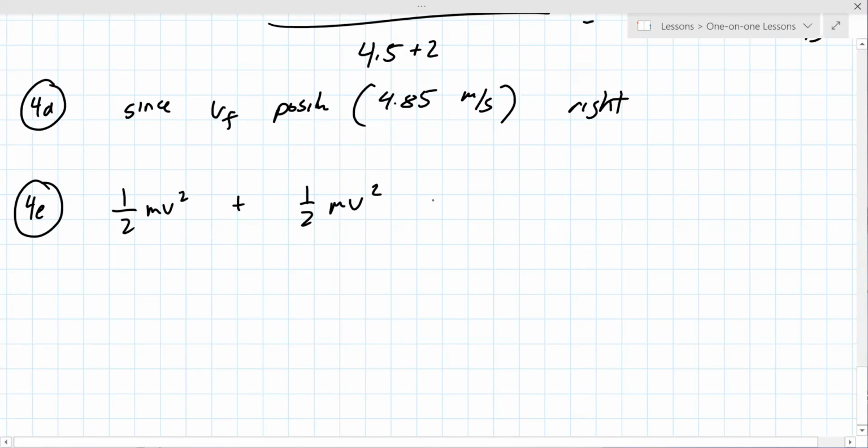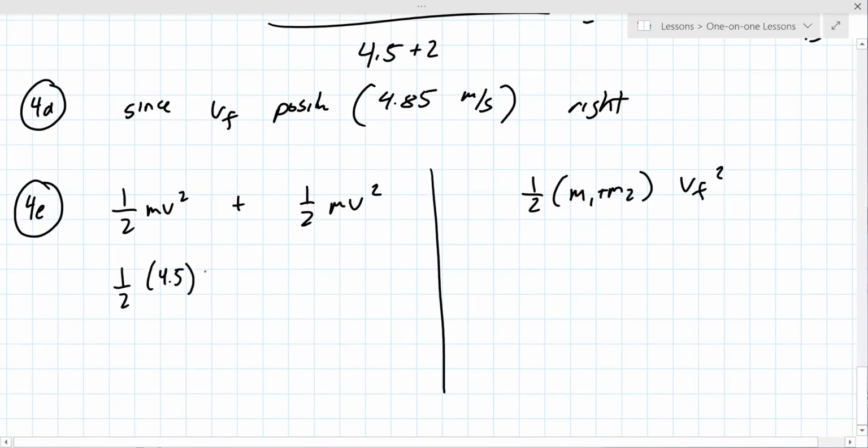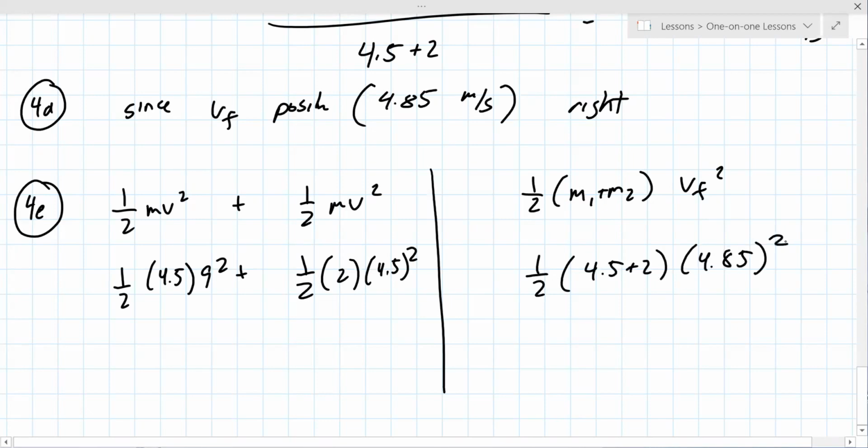So if that's not clear, I could show you in the calculation here, because the 1/2 (m1 plus m2) v final squared is going to be different than these numbers over here. So 1/2 times 4.5 times 9 squared plus 1/2 times 2 times 4.5 squared. And then over here we have 1/2 times (4.5 plus 2) times 4.85 squared. And these are not going to be the same.